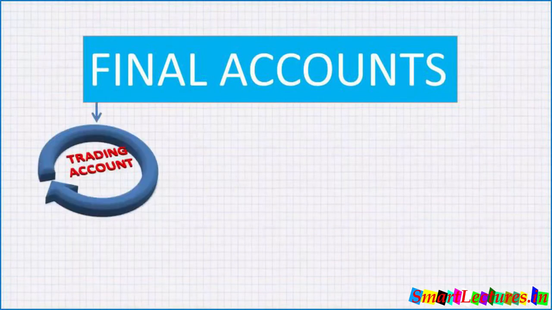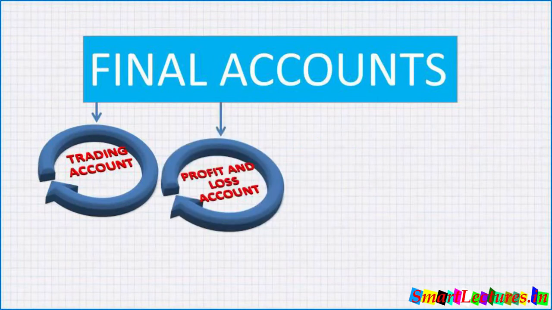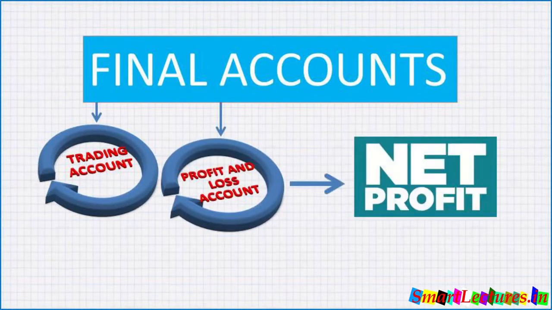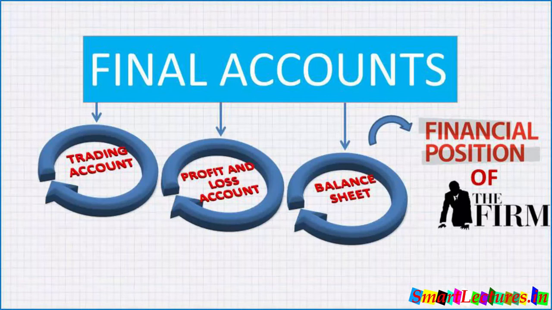Number one, trading account, that gives us gross profit. Number two, profit and loss account, that gives us net profit. And then balance sheet. Balance sheet gives us the financial position of the firm at the end of the year.